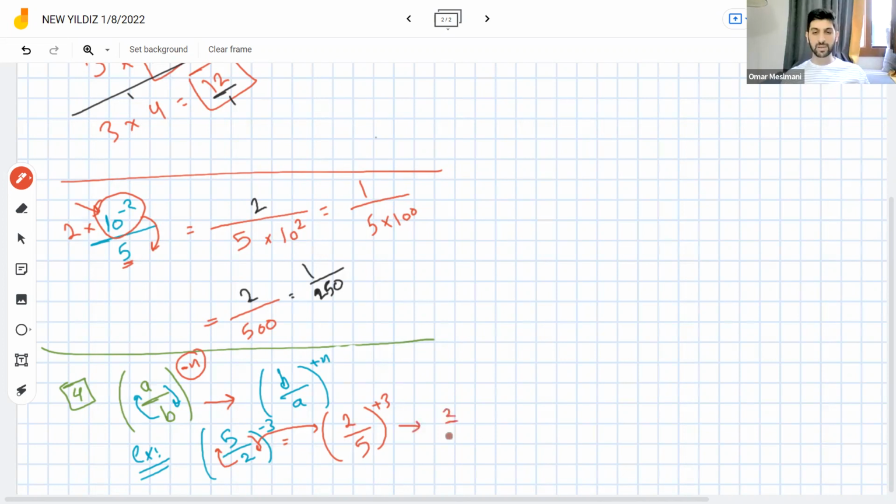This means that I have to repeat 2 over 5 how many times? 3 times. So 2 over 5, 2 over 5, and 2 over 5. My final answer is going to be 2 multiplied by 2 multiplied by 2, which is 8, over 5 multiplied by 5 multiplied by 5, which is 125. So that's my final answer.